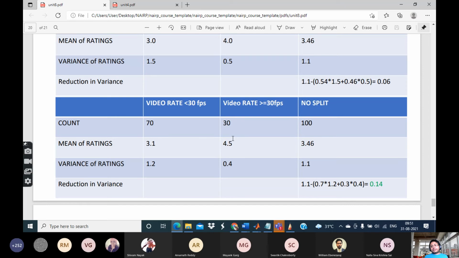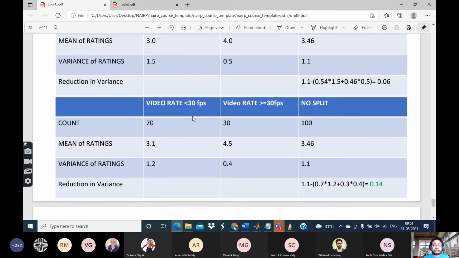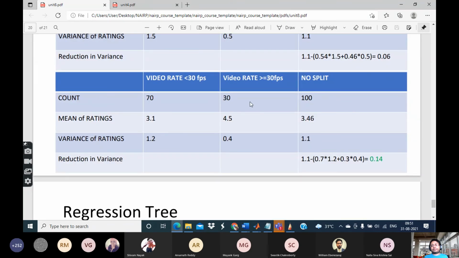That means I am more or less confident that a video with more than 30 fps frame rate is going to get a high rating. In case of videos with lower frame rates, I cannot say anything. So it turns out that if I calculate the reduction in variance in this case, I get 0.14, which is actually much higher than the reduction in variance which I got in the previous case, right? So I will go for this feature. I will split with respect to this feature. Compared to company, this frame rate seems to be a better feature for the first level of splitting.